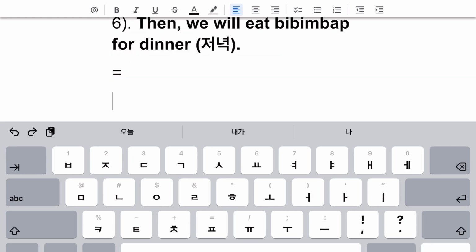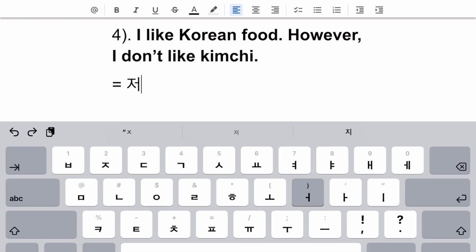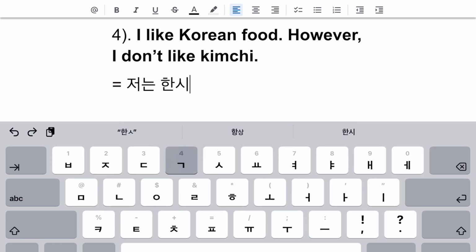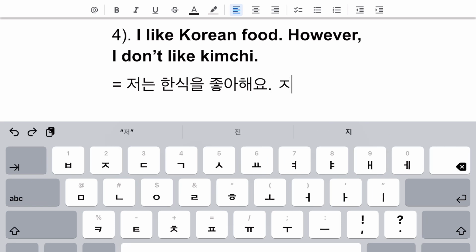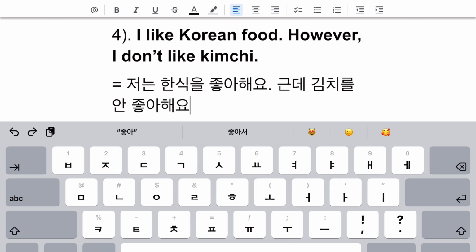저는 한식을 좋아해요. 근데 김치를 싫어요. Yes. And how would you say if you used 하지만 instead? You would say... You want me to say the full sentence again or just the second sentence? Just a second. It would be... 하지만 김치를 싫어요. Yes. Perfect.